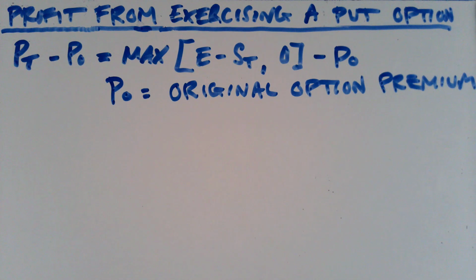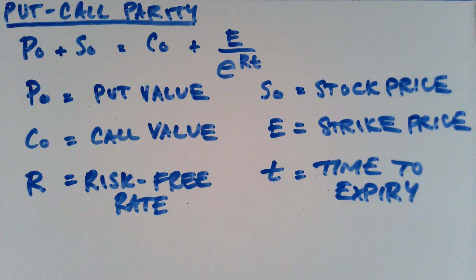Now let's talk about the profit from exercising a put option. The profit from exercising a put option is simply the payoff minus the original option premium that you had to pay to buy the option. So of course, as P sub 0 is lower, your profit is higher. As P sub 0 is higher, your profit is less. Ideally, we would want a high P sub t and a low P sub 0 to maximize our profit from this options transaction.